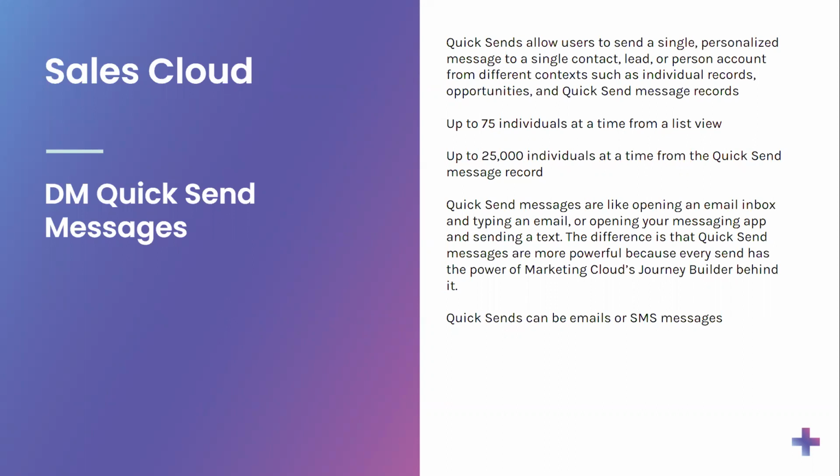You're able to send to up to 75 individuals at a time from a list view. You can quick send to a list view. There's also bulk sends, up to 25,000 individuals at a time from the quick send message record.